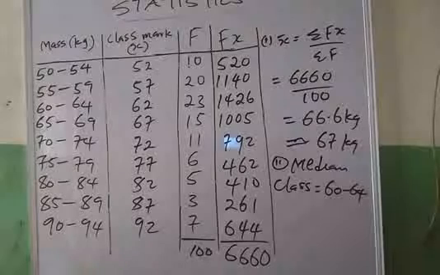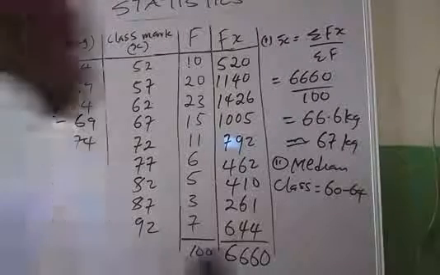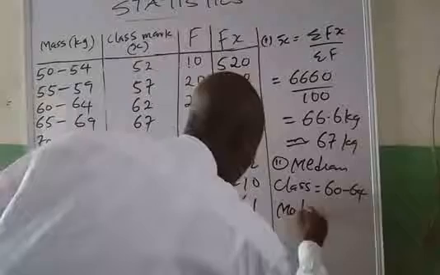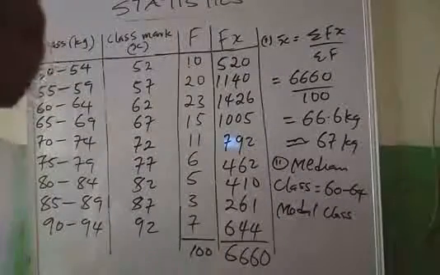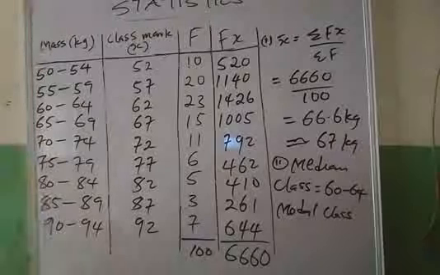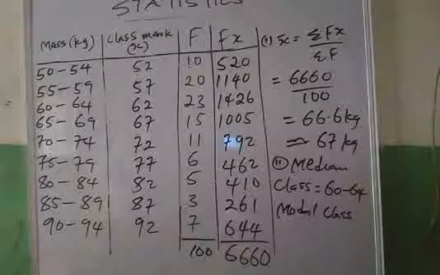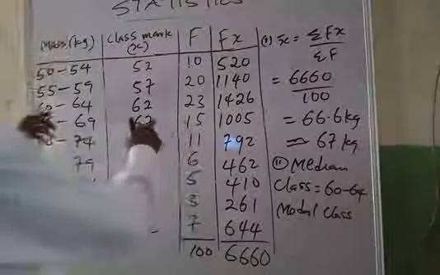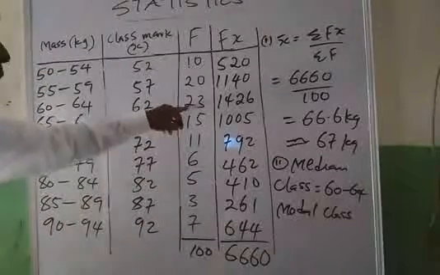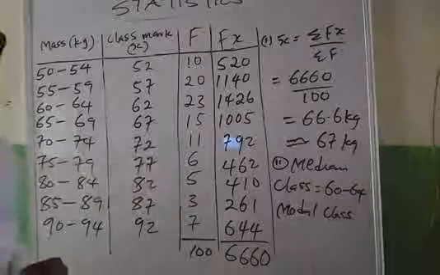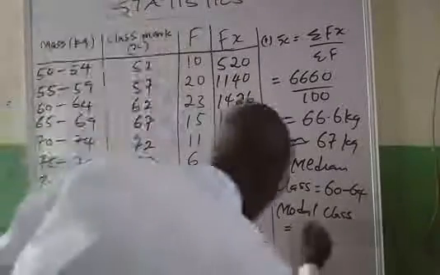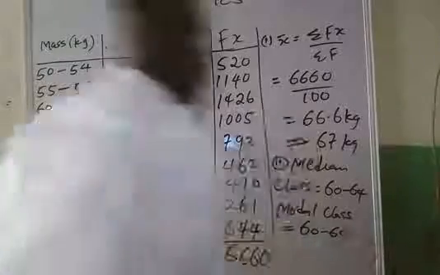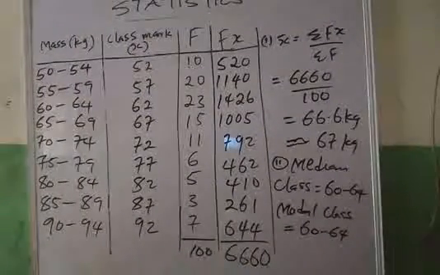Now, the next thing is the modal class. Modal class is the class that have the highest frequency, and from here 60 to 64 has 23, as the highest frequency. So the modal class is equals to 60 to 64.